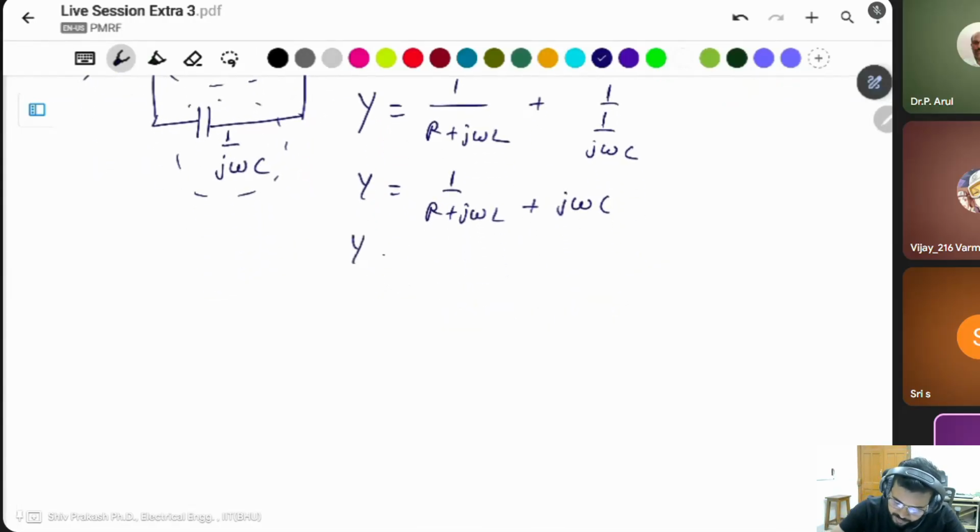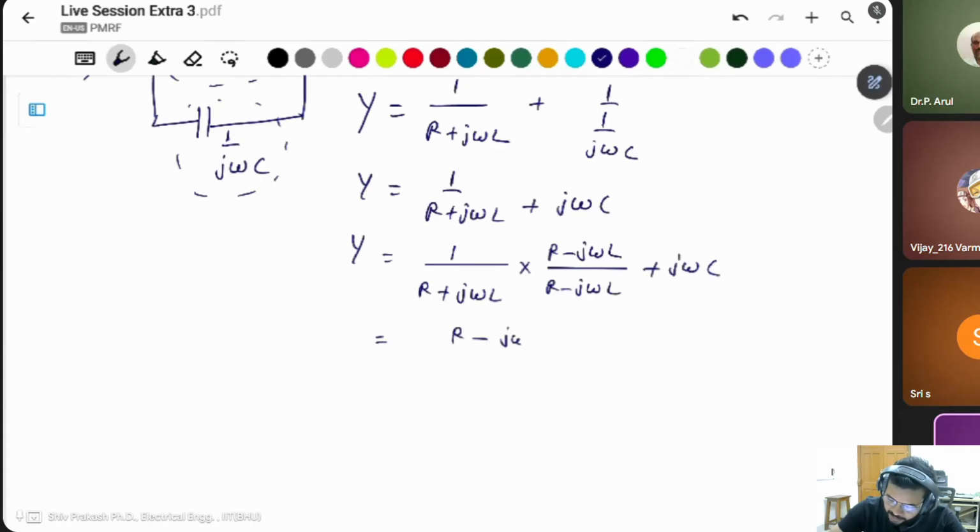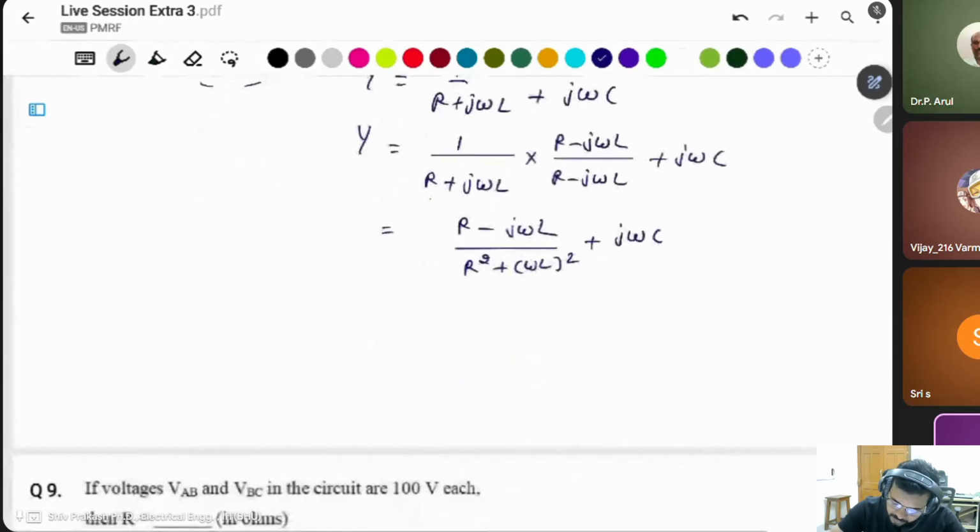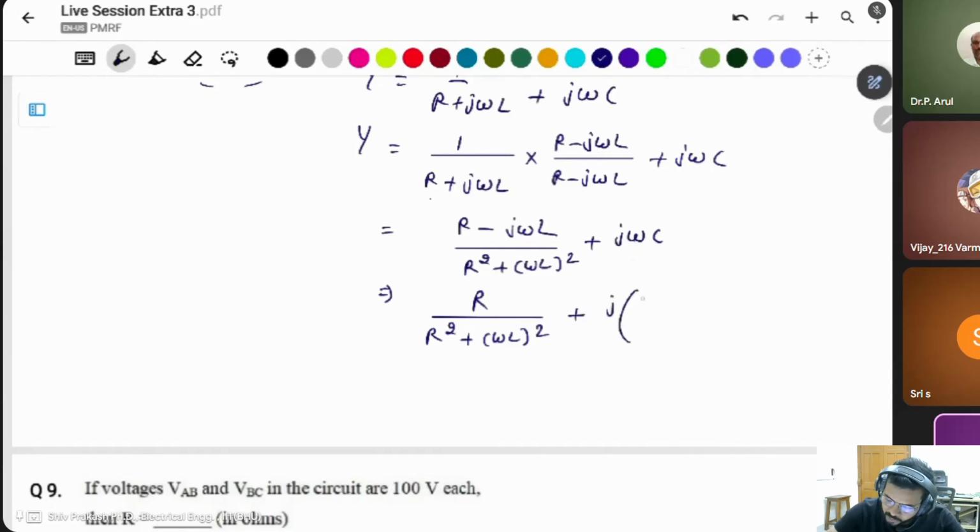We have to remove the imaginary part in the denominator, so multiply R plus J omega L by R minus J omega L, divided by R minus J omega L, plus J omega C. This will be R minus J omega L divided by R square plus omega L square, plus J omega C. You can separate the real part and imaginary part: R over R square plus omega L square, plus J times (omega C minus omega L divided by R square plus omega L square).